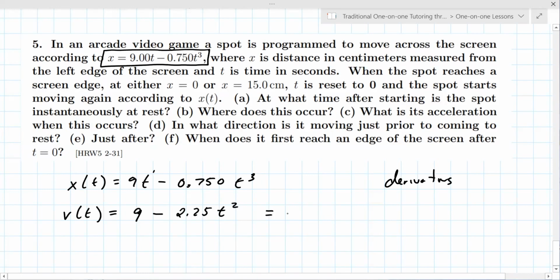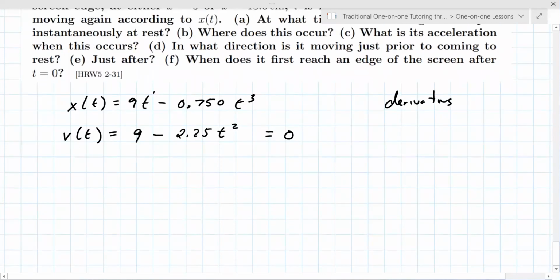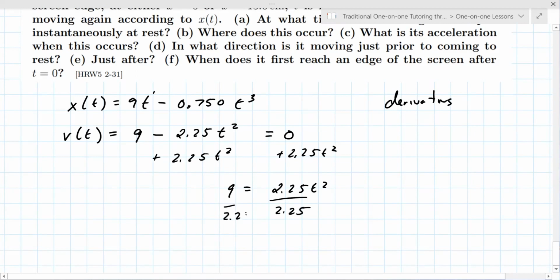Okay, now let's set it equal to 0, because maybe it asks where it's equal to 0. So you're going to add 2.25 t squared to both sides and divide by 2.25. And you get 4 equals t squared, so t equals 2.